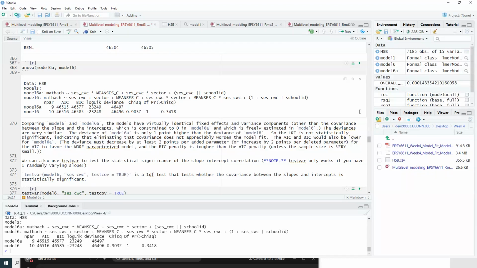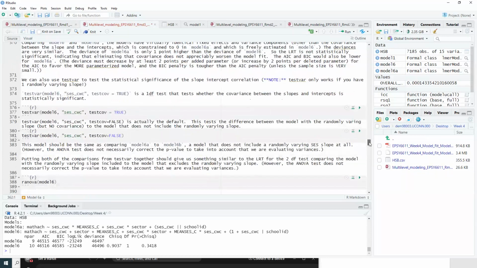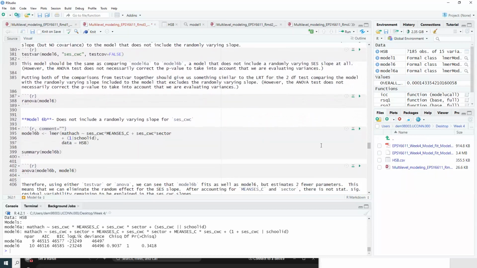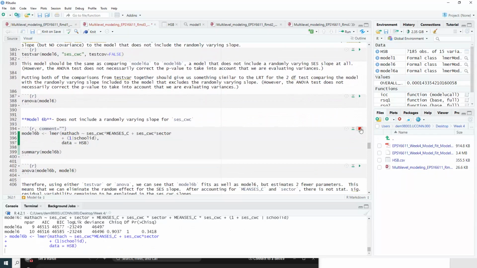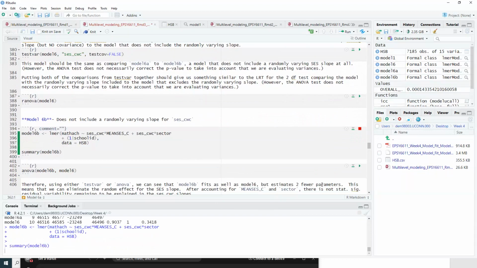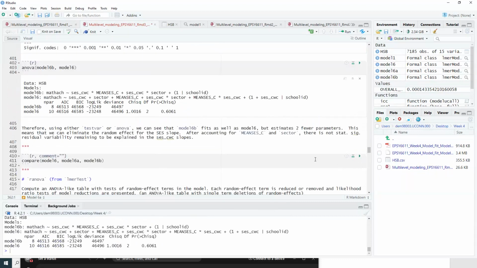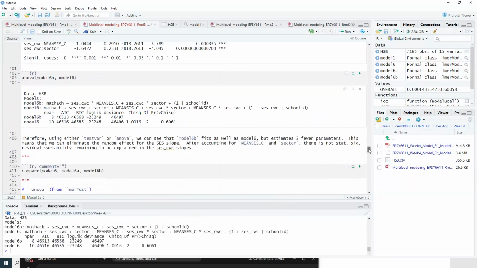Okay, but one more. I have to do 6B. I just have to. I will be fine. Okay, and then 6B. In 6B, I get rid of the randomly varying slope altogether. So now this is going to be 1 degree of freedom fewer than 6A and 2 degrees of freedom fewer than 6. And I'm going to run my ANOVA. Oh, here it is.